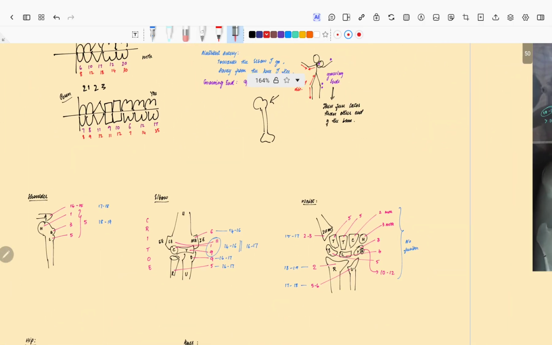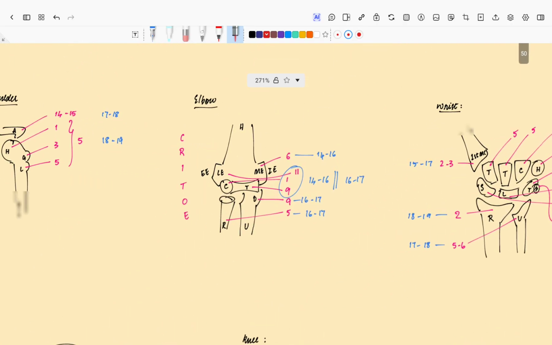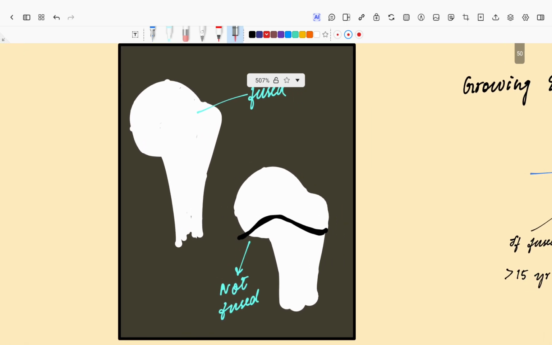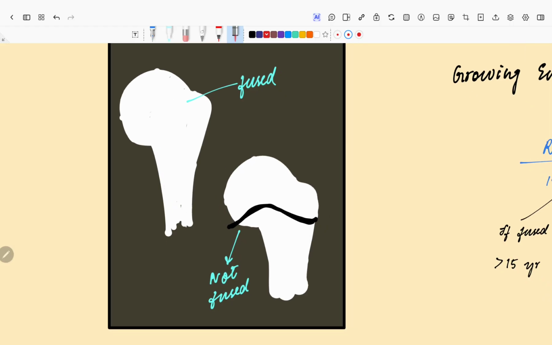Then we saw when all of this fuses, the growing end, the non-growing end, the range of when all of this fuses. How do we identify all of these on an X-ray? We know the X-ray sheet appears all black, and then the bones appear all whitish. Okay, so we can see two types to identify if it's fused or not fused.